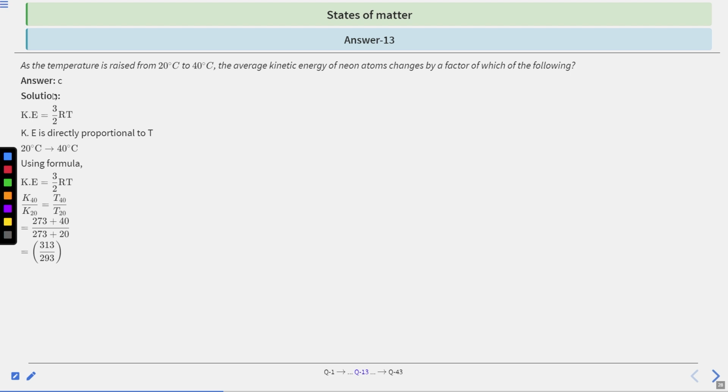Okay, so option C is the correct answer, and the solution is: kinetic energy, we know, will be equal to 3 by 2 RT. So kinetic energy is directly proportional to T, as we can see by this formula. So 20 degrees Celsius is changing to 40 degrees Celsius, and when we calculate the ratio for these two temperatures, K at 40 degrees Celsius upon K at 20 degrees Celsius will be equal to T at 40 degrees Celsius upon T at 20 degrees Celsius, because kinetic energy is directly proportional to the temperature, right? So on putting the values of T at 40 and T at 20, we get the ratio of K as 313 divided by 293. Hence, option C is the correct answer.